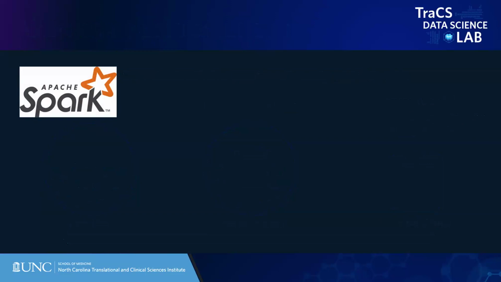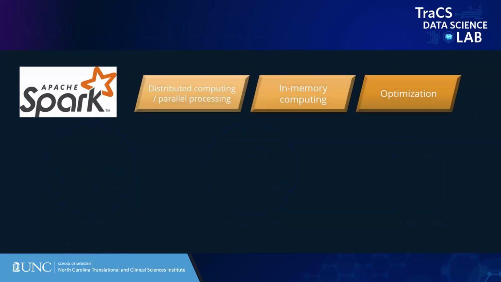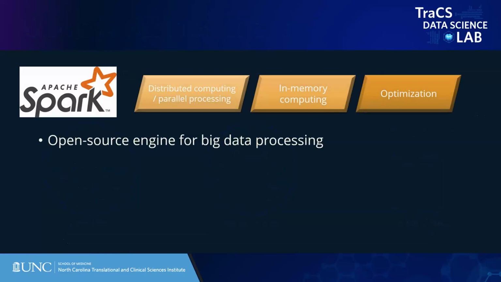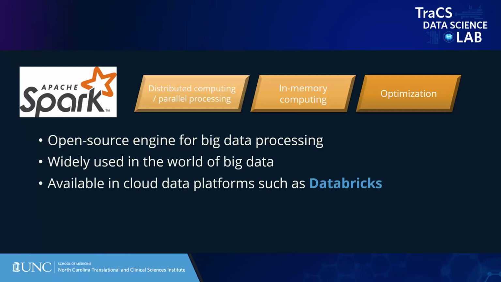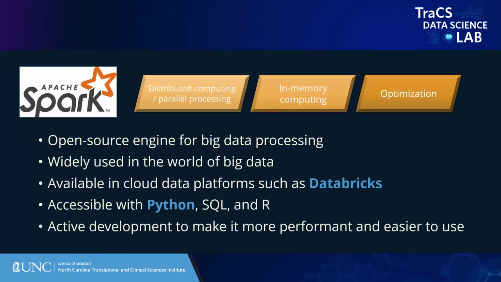All right, so let's summarize some key takeaways. Spark leverages distributed computing, in-memory computing, and optimizations to be an open source engine for big data processing that's used very widely in the world of big data. Spark is available in cloud data platforms, such as their own platform of Databricks. And you can use Spark with Python, SQL, and R. And Apache Spark is actively being developed to make it more performant and easier to use. But keep in mind that there are some proprietary developments to Spark that are only available through Databricks.